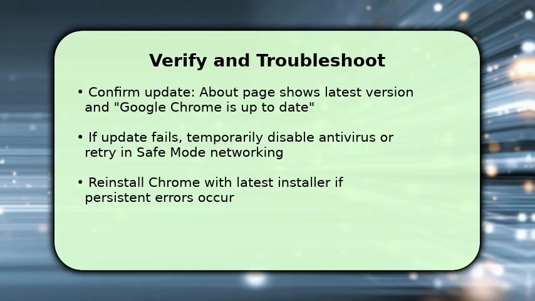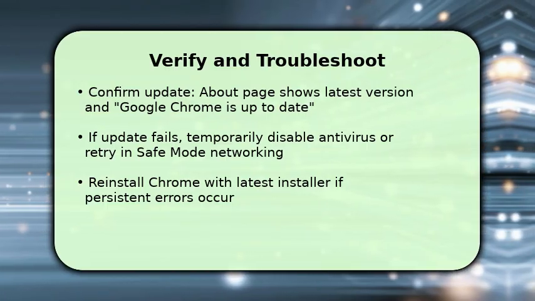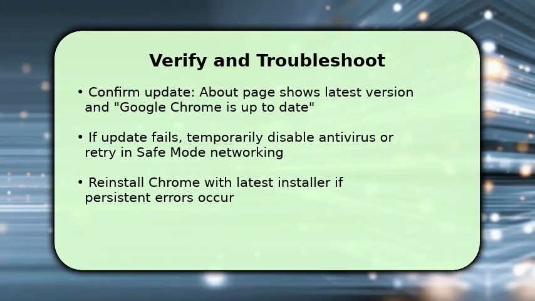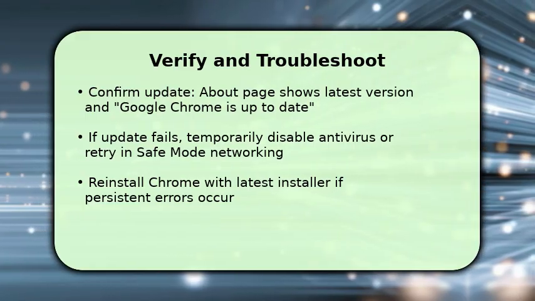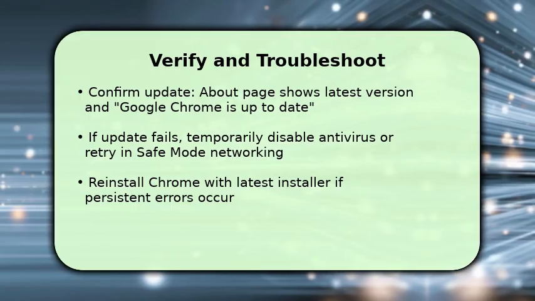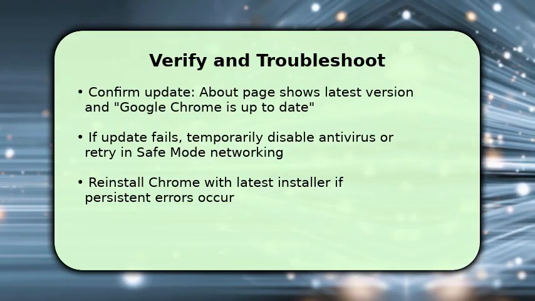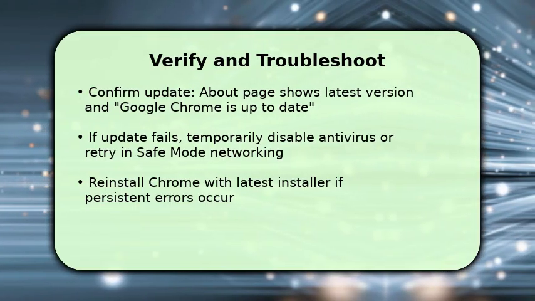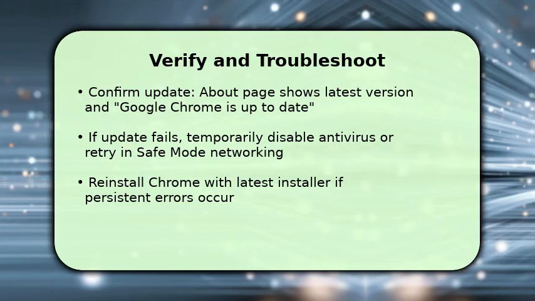If the update failed, try simple troubleshooting. Disable third-party antivirus briefly and retry, or boot Windows into safe mode with networking to avoid conflicts. If errors persist, download the latest Chrome installer from an official source and reinstall. This preserves profiles in most cases.